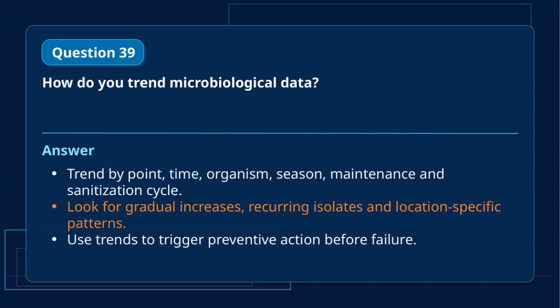Let's talk about how to trend microbiological data effectively. When analyzing this kind of data, it's important to look at several factors: individual data points, the time frame, the organisms involved, the seasonality, and the maintenance and sanitization cycles. By examining these elements, we can identify gradual increases in contamination, recurring isolates, or patterns that are specific to certain locations. Recognizing these trends early allows us to take preventive actions before any failures occur, ensuring better control over the microbial environment. This approach helps maintain safety and quality in the long run.